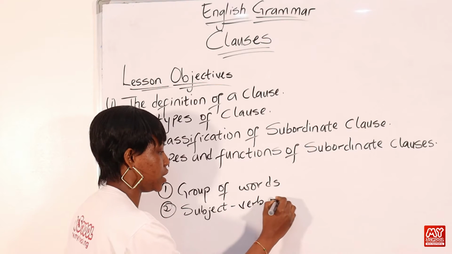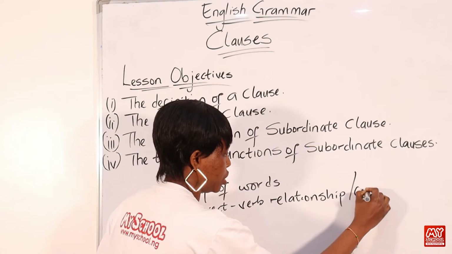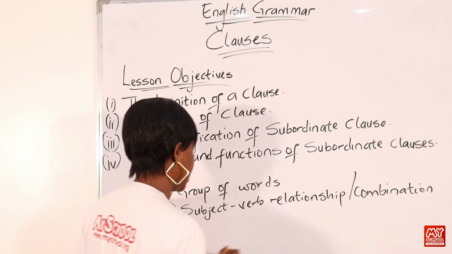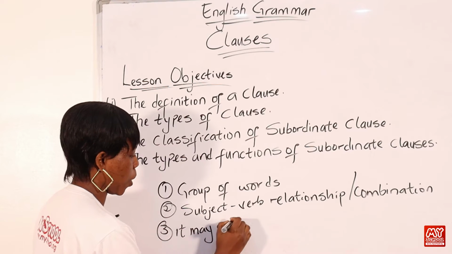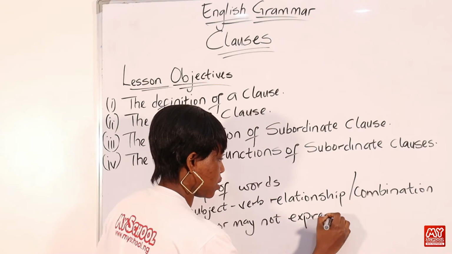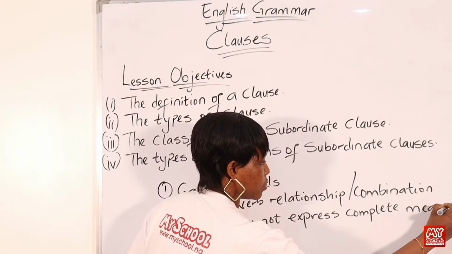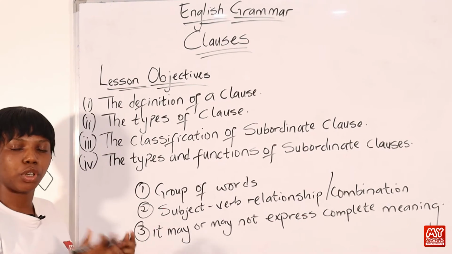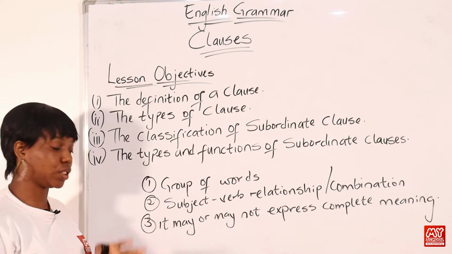verb, relationship, or you can call it combination. It has a subject-verb combination. And number 3, it may or may not express complete meaning. Now, these elements are all encompassing when you want to define a clause, and you will understand this subsequently as we progress in this video.